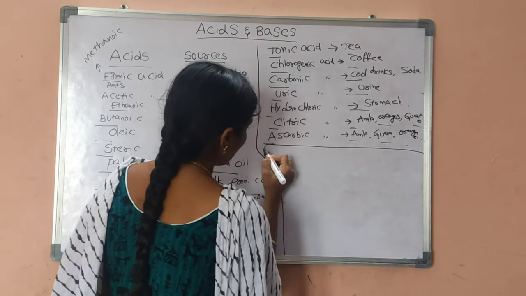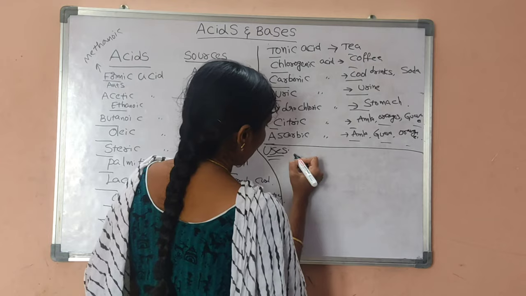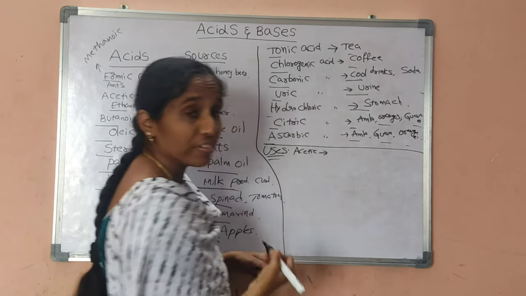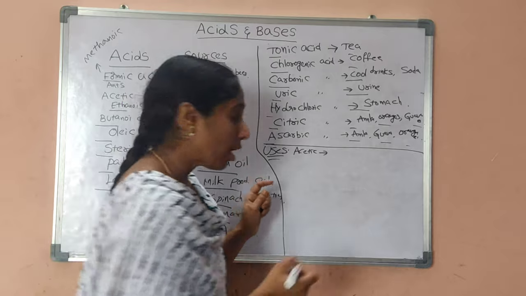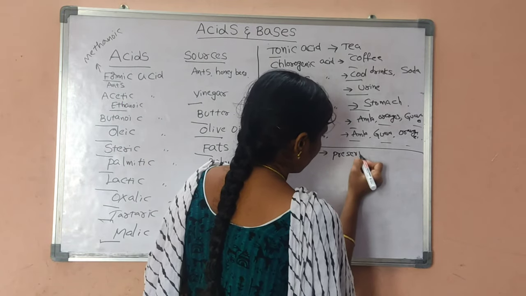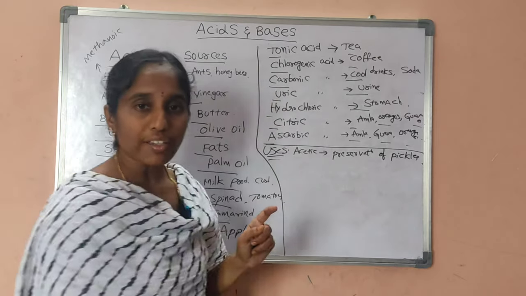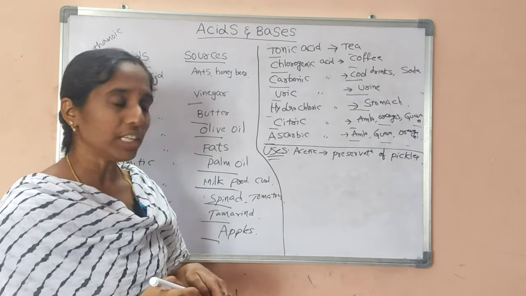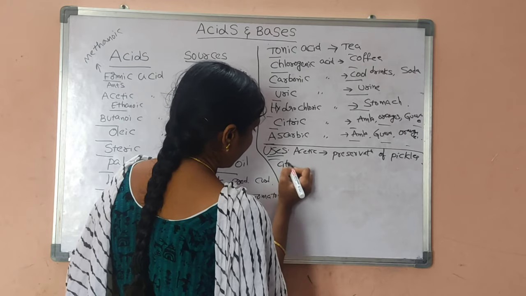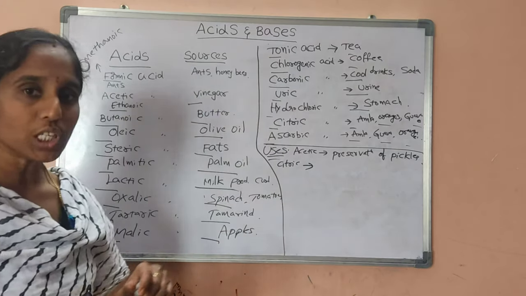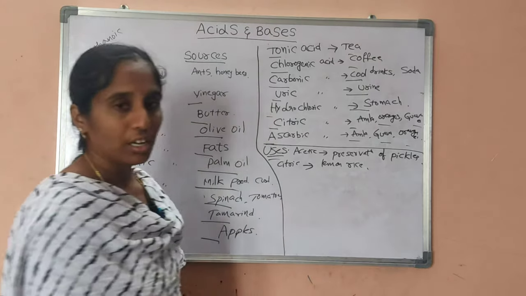Next, uses of acids. Okay, you can see some acids and their uses. First, acetic acid. What is the another name of acetic acid? Ethanoic acid. Where it is present? Vinegar. Acetic acid is used in the preservation of pickles. Which acid is used in the preservation of pickles? Acetic acid or vinegar or ethanoic acid. Next. Citric acid. Citric acid is used in the preparation of lemon rice.